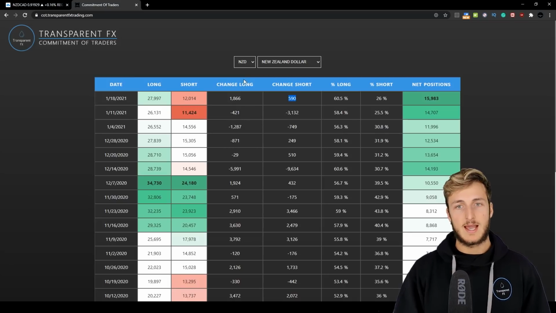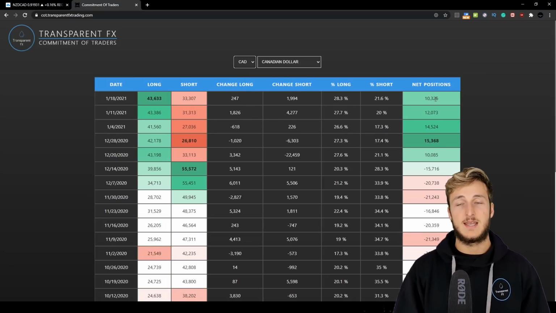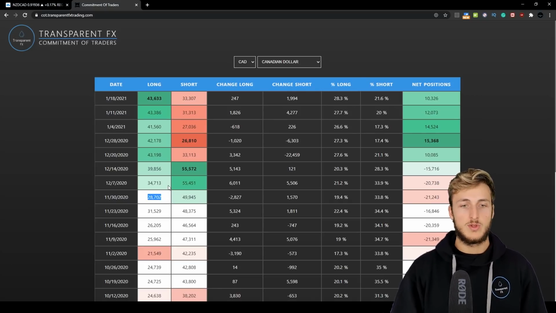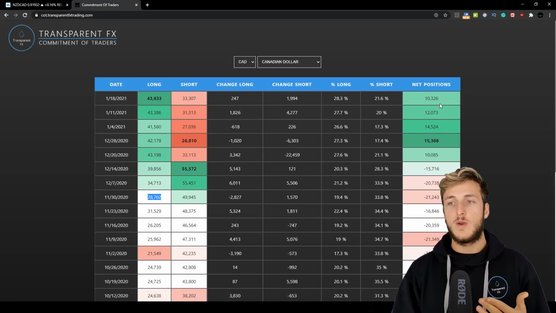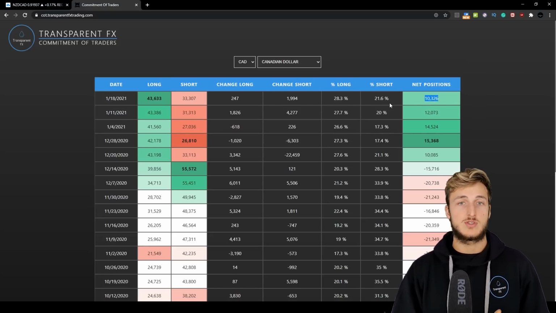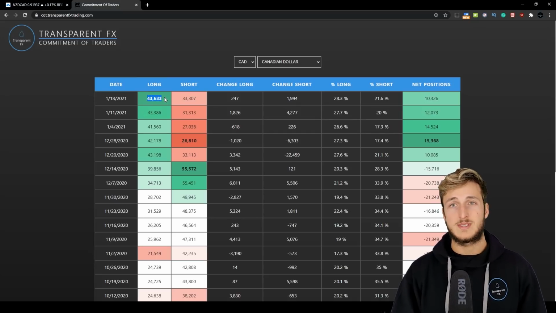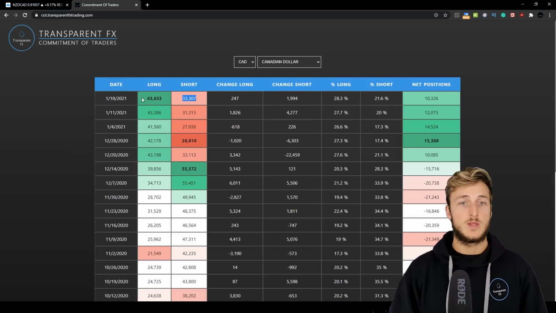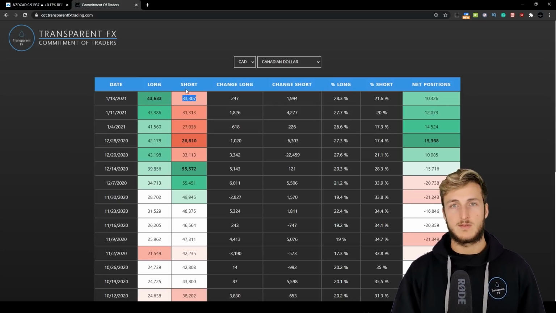But if we go and see what we have on the CAD, we can see that the CAD is getting even stronger. In fact, we went from having 21.2K net positions negative, meaning that we had more shorts than longs from an institutional perspective, with 49.9K shorts and only 28.7K longs, all the way up to having the completely opposite scenario. So 10.3K net positions, so positive, with 43.6K long positions and 33.3K shorts. So we went from having negative net positioning to having positive net positioning with more longs than shorts from an institutional perspective on the CAD.